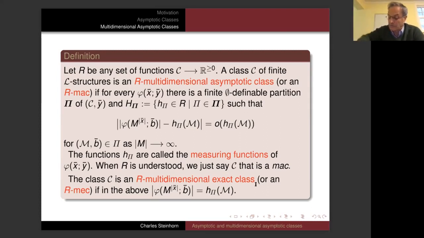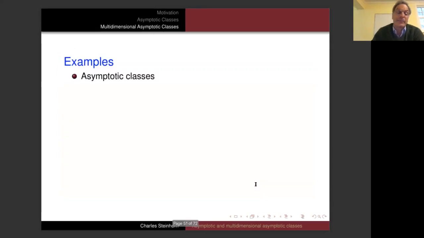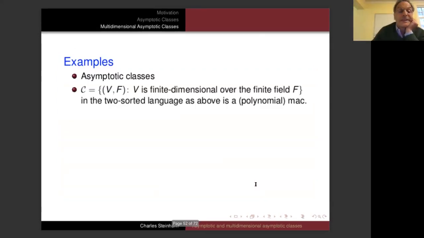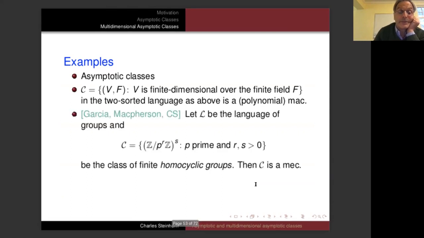Okay, so let's see. Continuing examples, asymptotic classes. The vector space example that I mentioned as motivating the definition is in fact a polynomial MAC. So the functions are polynomials. If you take a look in the language of groups and look at the class of homocyclic groups, that is finitely many copies of Z mod P to the r Z, where P is a prime, then this actually is a MAC.